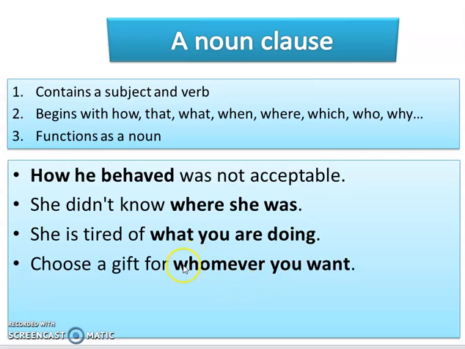Choose a gift for whomever you want. This is also a dependent clause. It's replacing the noun, and it's replacing the object of preposition because it's coming after the preposition for. So these are 4 different examples of noun clauses replacing the subject, replacing the object, and replacing the object of preposition. And if you read them separately, you will notice that they are all dependent because they can't stand alone in a sentence.